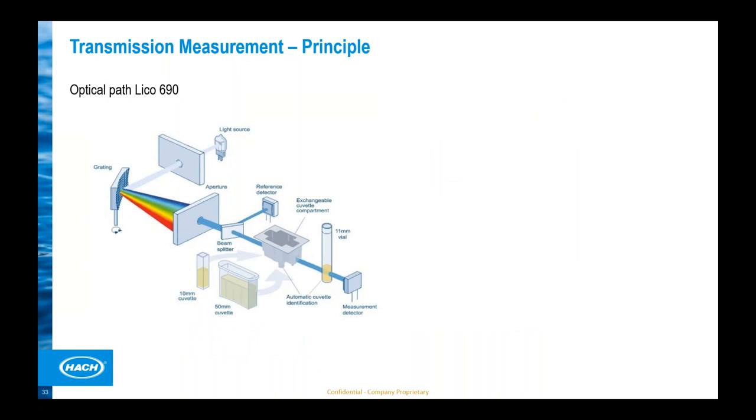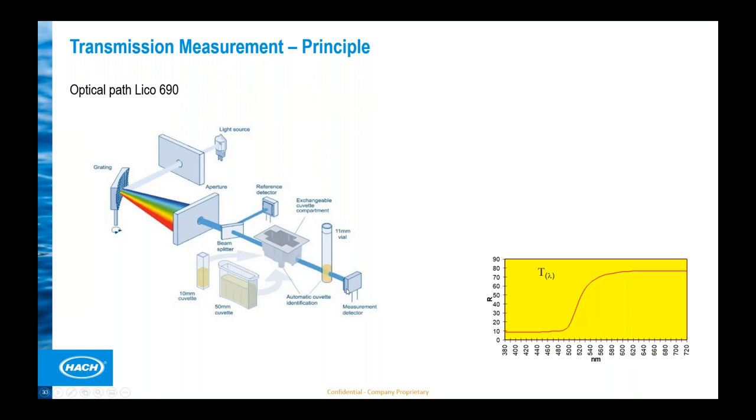How does the instrument work internally? We have here the optical path of the instrument. There's a light source, there's an aperture, there's a grating inside, which works a little bit like a prism, but in reflection, and this can be moved. Depending on the position of the grating, the specific wavelengths go through the cell compartment. A reference beam is split off for referencing the lamp, and then the major portion of the beam goes through the cell compartment and is then measured by the detector.